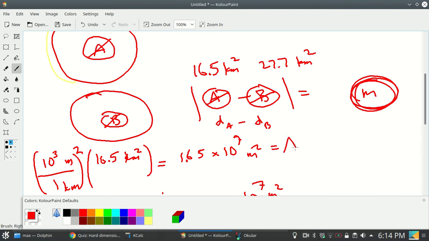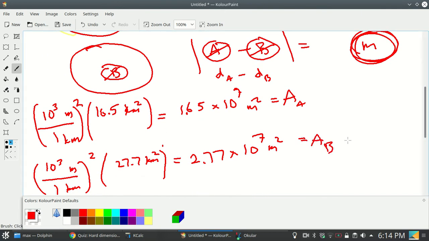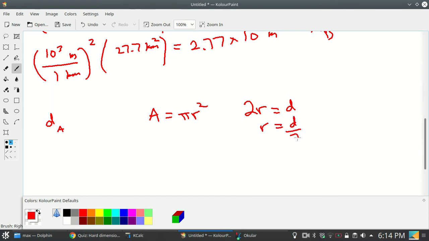All right, so this was an area for A. And down here, this was an area for B. All right? So what is the diameter for A? Well, remember that the area equals pi r squared. And the r is half a diameter, or 2 radiuses makes 1 diameter. So wherever you see r, you can just put d over 2. So area is really pi times d over 2 squared.